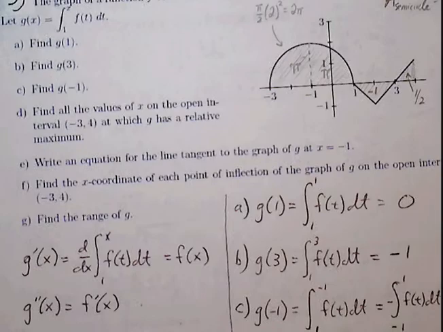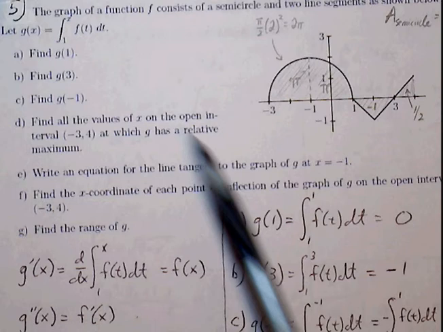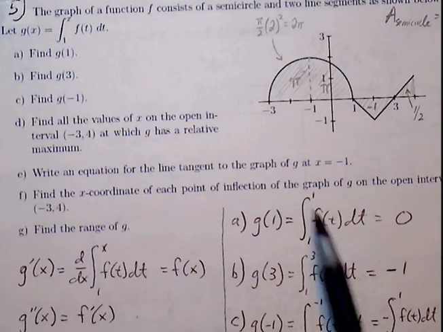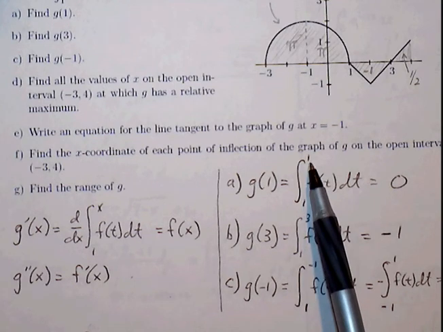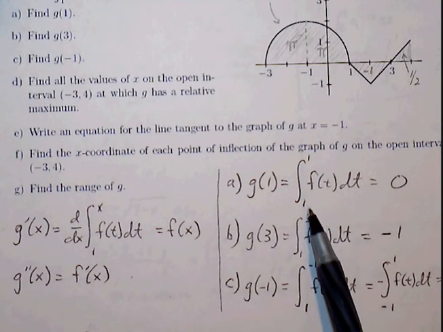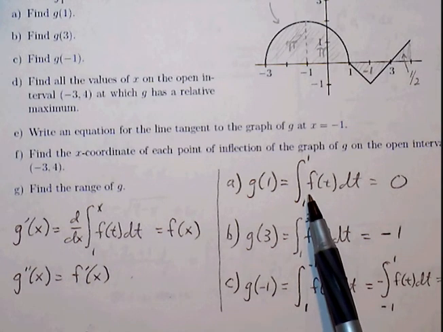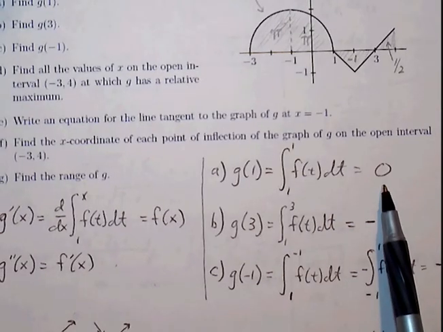Okay, so part A, find g of 1. If I want to find g of 1, I can plug 1 into my formula: the definite integral from 1 to 1 of f of t dt. No movement has been made between my upper and lower bounds. If my upper and lower bounds are the same value, there's no area to be found, so we know the definite integral is simply going to be 0.